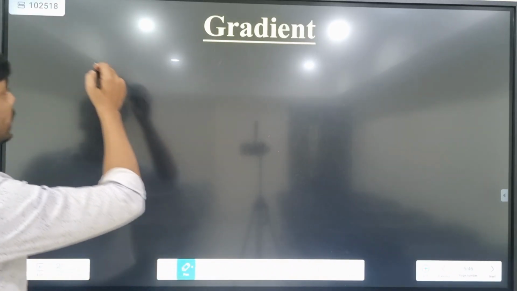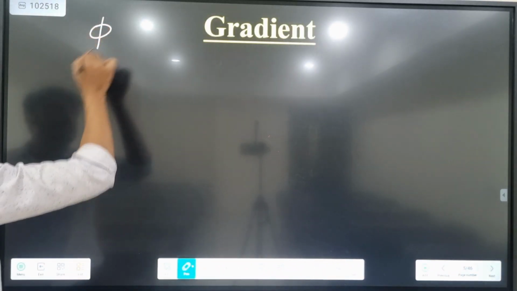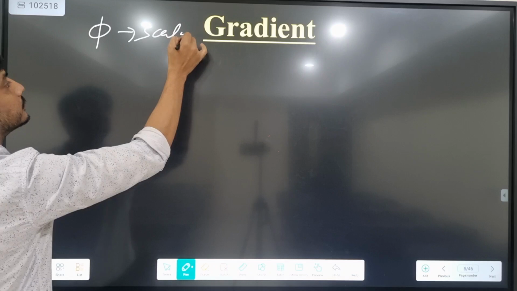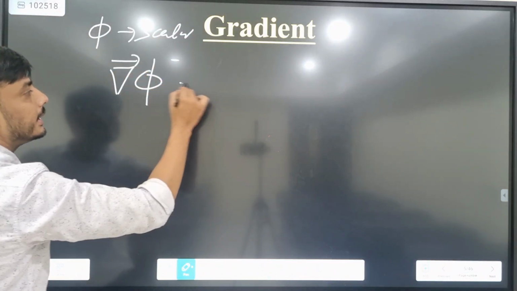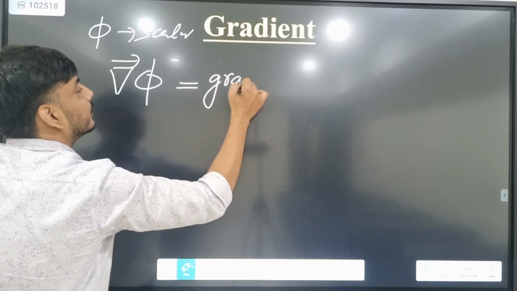So gradient means what? Now, if phi is a scalar function, a scalar quantity, then the multiplication of the del operator with phi is said to be the gradient.